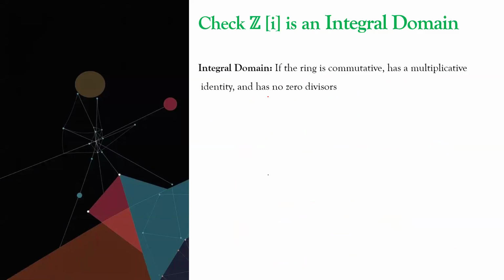Next, we check whether Z[i] is an integral domain. First, we see what an integral domain is. If a ring is commutative, has a multiplicative identity, and has no zero divisors, then the ring is called an integral domain. Already, we proved that the ring satisfies the commutative property under addition. Now, here we need to check that it is commutative under multiplication and has no zero divisors. These two things we have to check now.